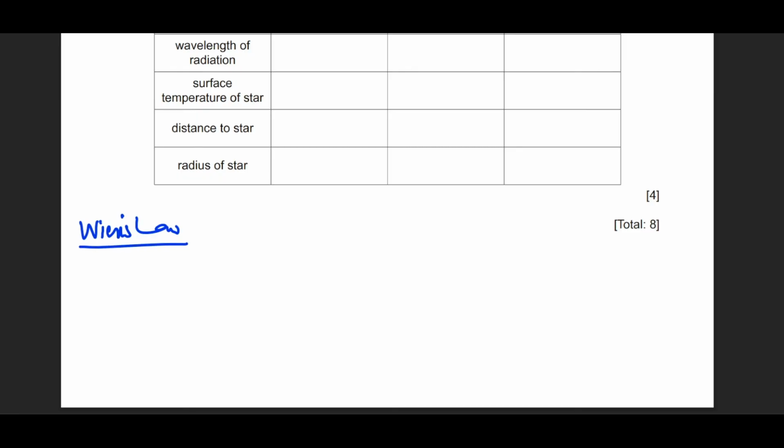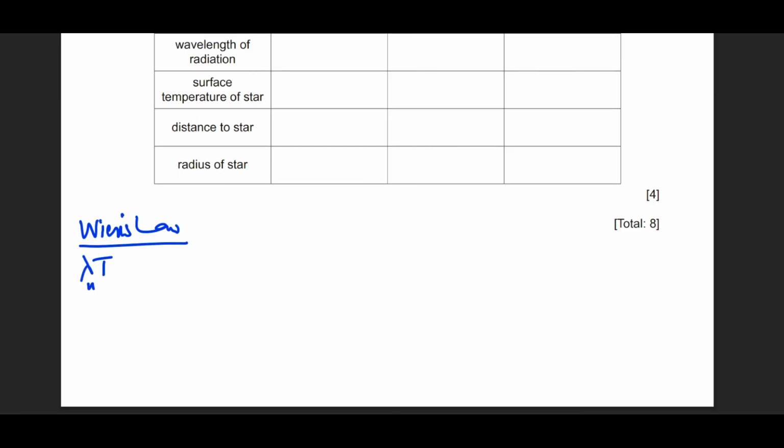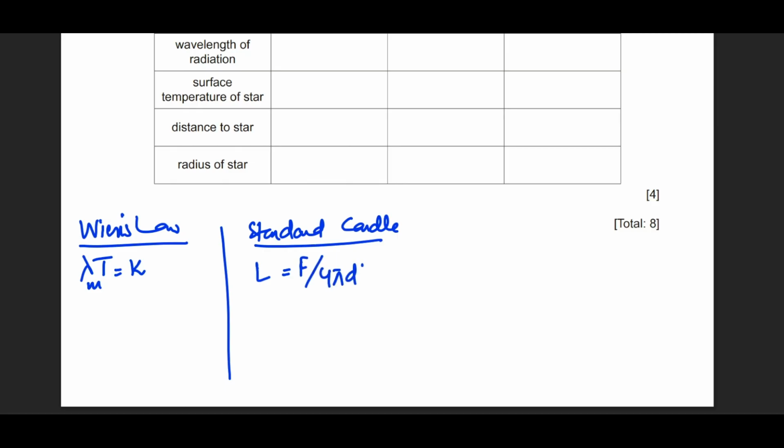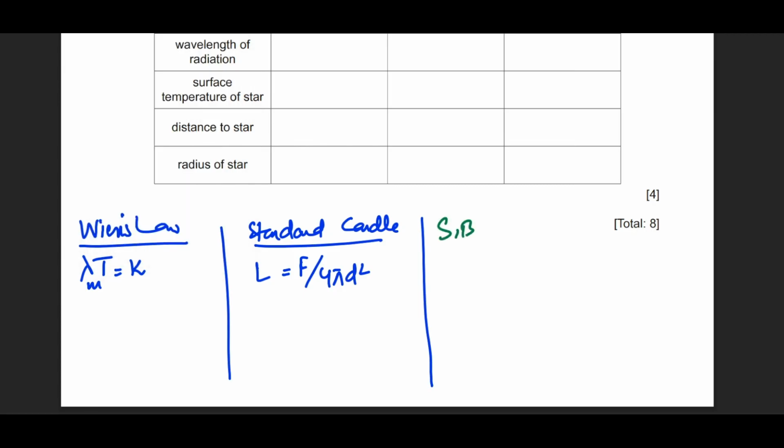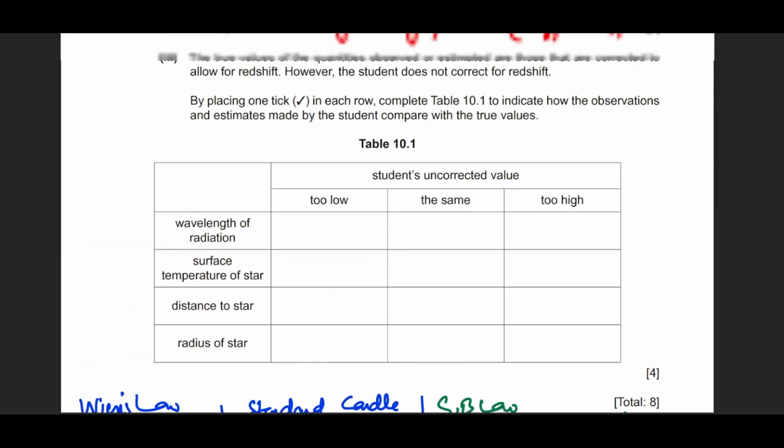Wien's law as lambda T, or lambda max T, equals a constant k. Then we have the standard candle model. For a standard candle, we had the formula F equals L, luminosity, divided by 4 pi d squared, where d was the distance of the galaxy. Then the Stefan-Boltzmann law, or SB law, which was L equals 4 pi sigma r squared T to the power 4. So this is what he's using for everything. So let's read the first one.